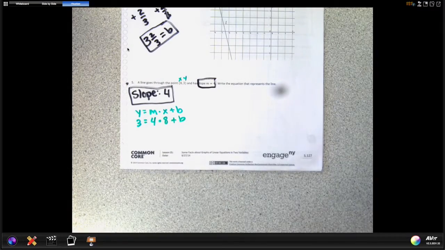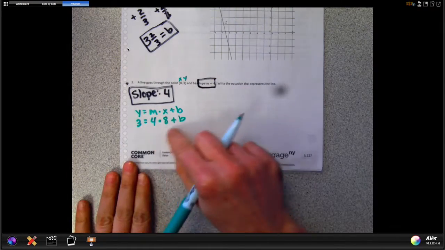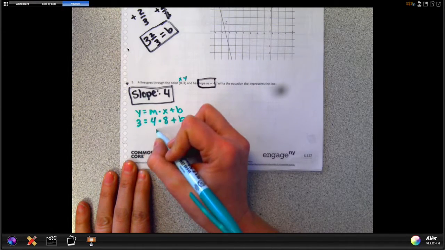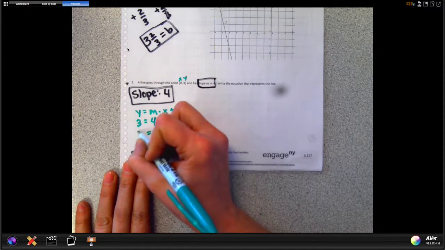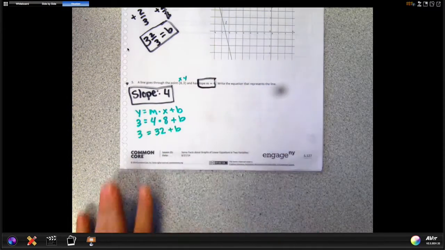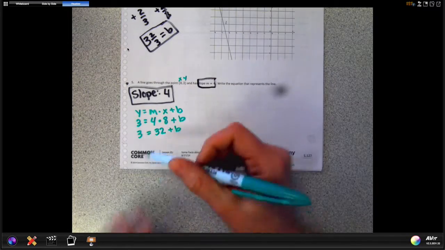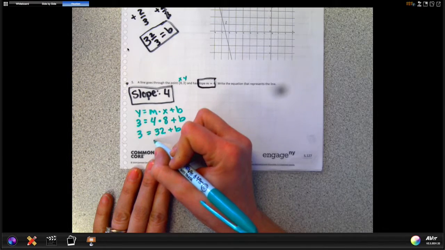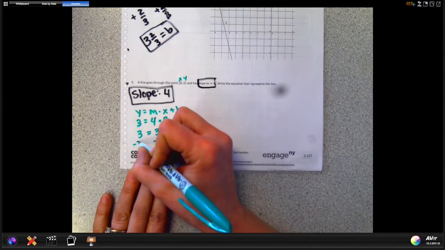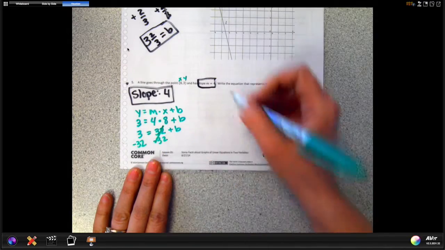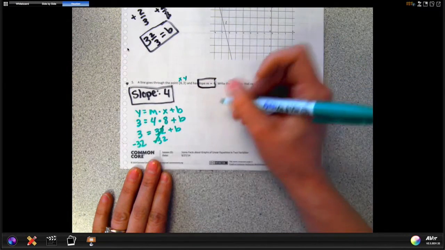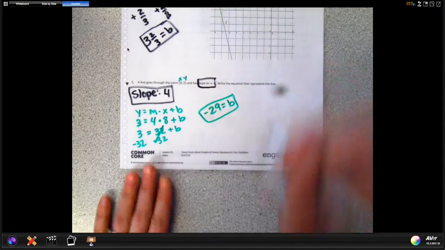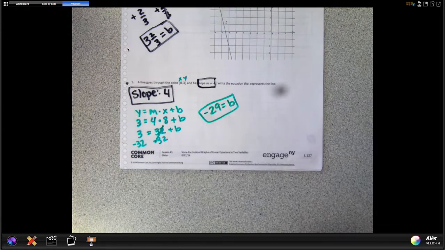Step 1, done. Step 2 is to simplify or multiply right here. Okay, so now I have 4 times 8, that's 32. And I'm going to bring everything else down. And step 3 now is to add or subtract. In this case, we want to get rid of the 32. The opposite of that is to subtract 32. Okay, so we end up, and I'm going to write mine up over here, 3 minus 32 is negative 29 equals b. Awesome. We have every piece of information we need again.